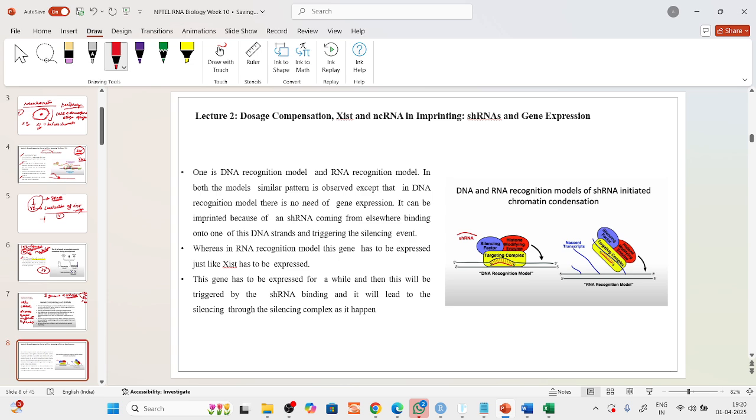Now we come to the lecture. This was all about lecture 1. Now we'll come to lecture 2. So lecture 2 was about shRNA and gene imprinting. So we know that shRNA is responsible for genetic imprinting. Now, to perform its function, there are two different models that shRNA can perform. One is the DNA recognition model, and the second one is the RNA recognition model. Basically, these two models help in the condensation of chromatin.